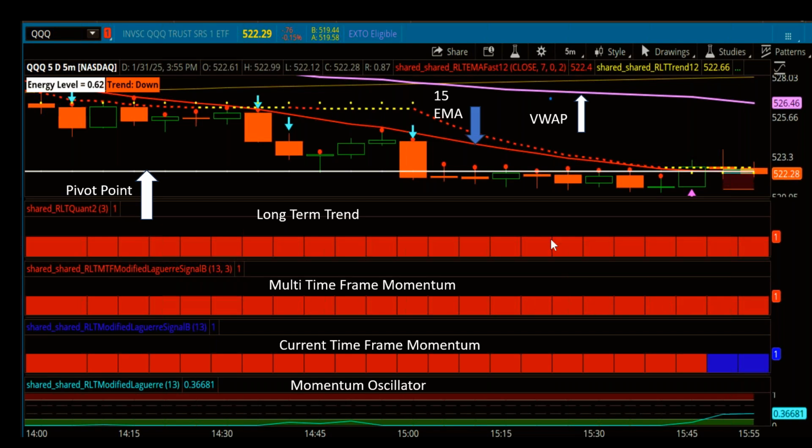This was the Qs, very bearish on the 5-minute chart. This is a 5-minute chart. But notice right here how it went to blue. So if you were in the Qs short right here, this is where you would get out.